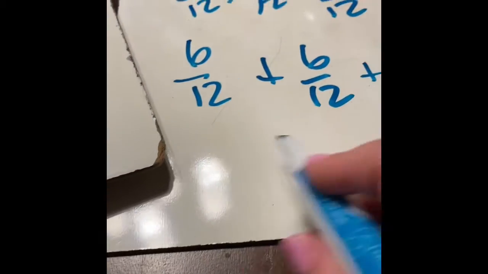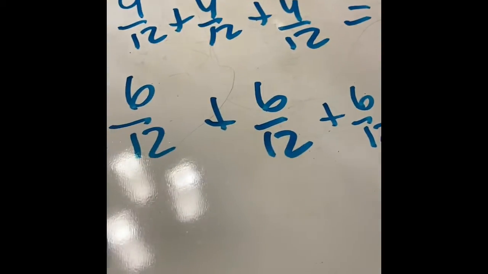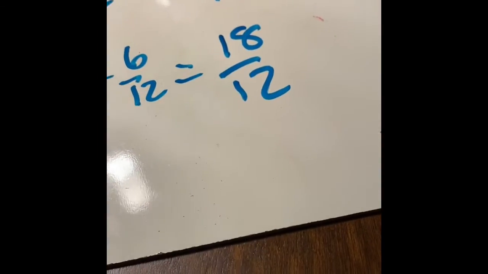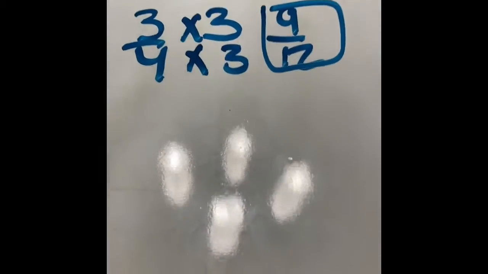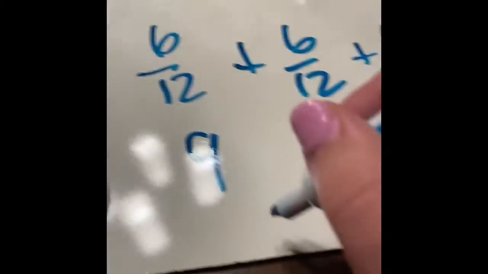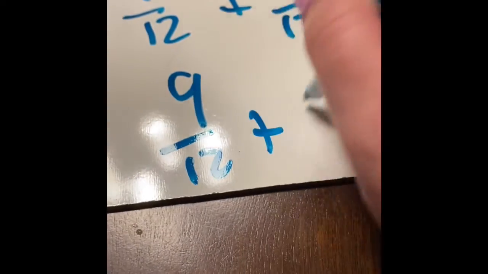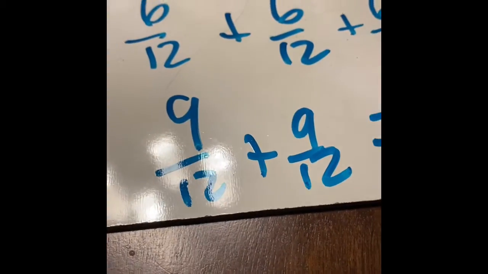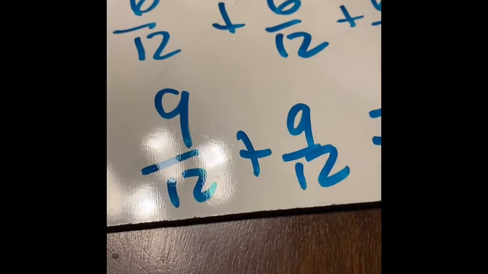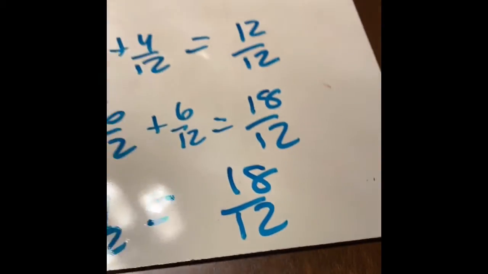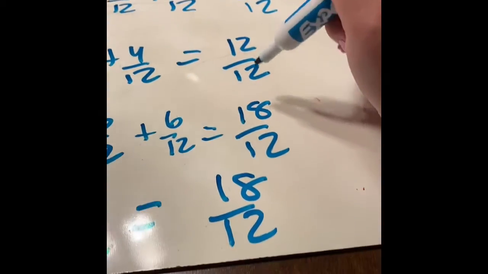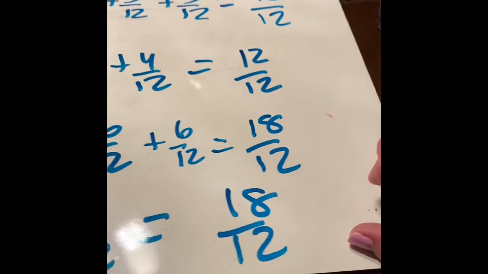Okay, so I had 3 of these because I had 3 of them right here. So I have 18/12. Next, I have 3/4. I have 2 of them. My 3/4 is now 9/12. So 9/12 plus 9/12 equals 18/12. Okay, so I have 12/12, 12/12, 18/12, and 18/12.